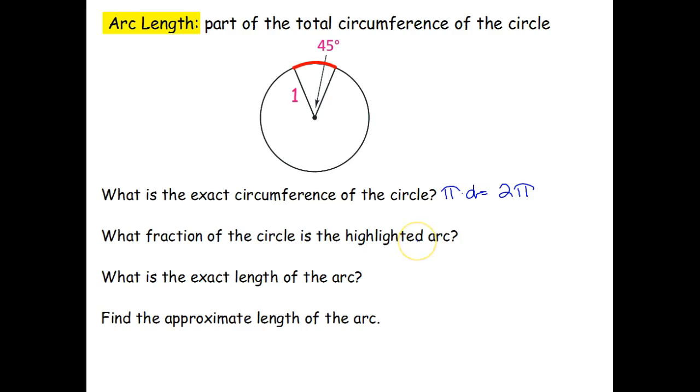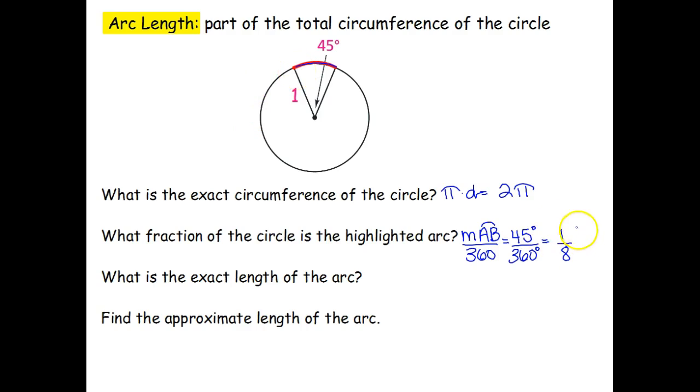Question number 2 we've done before. When we talk about what fraction of the circle is the highlighted arc, we're talking about what fraction this is of the whole circle. So remember, if the angle is 45 degrees, that means that the arc is also 45 degrees. So if you remember, we've done measure of arc AB over 360 before. So again, we've got 45 degrees over 360 degrees, and if we reduce that, we get 1/8. So this arc right here is 1/8 of this total circumference.